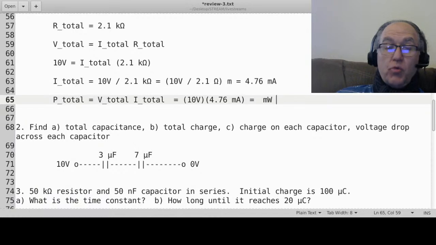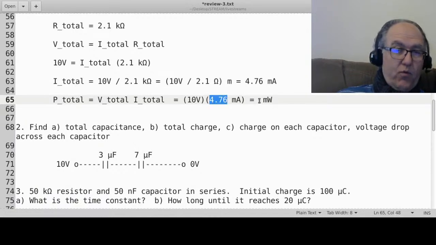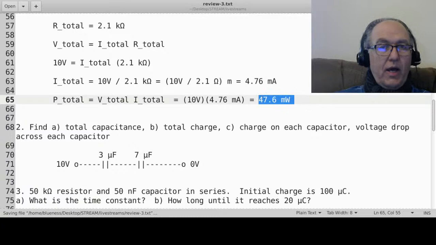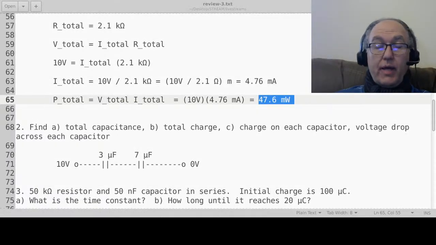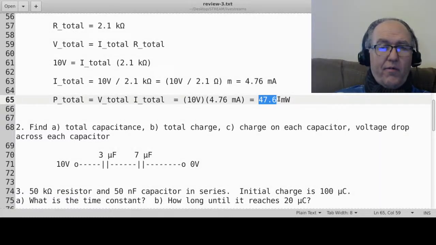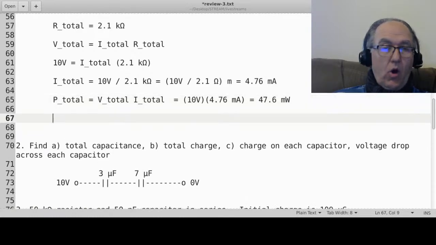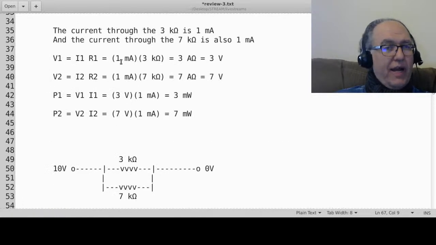And remember, a watt is a joule per second. And then of course 10 times 4.76 is 47.6 milliwatts. That answers the question, how much power is dissipated by this circuit. So basically, 47.6 millijoules of energy are going to be converted into heat every second. All right, great. What did I ask for next?